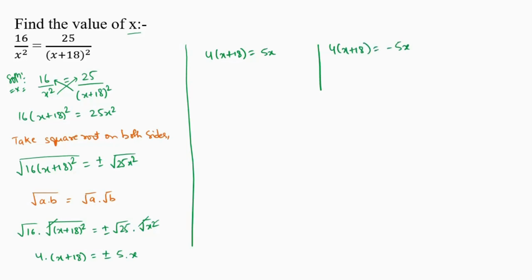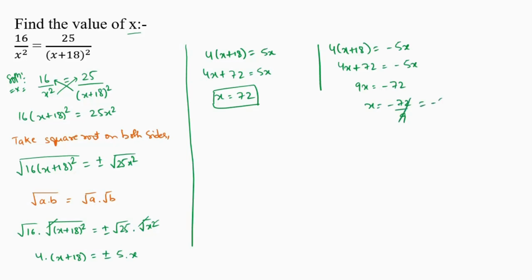minus 5x. So this will become 4x + 72 equals 5x. From here we get the value of x, that is 72, and from this equation we get 4x + 72 equals minus 5x. On solving this we get 9x equals minus 72. So x is minus 72 over 9, that is minus 8. So x is minus 8.